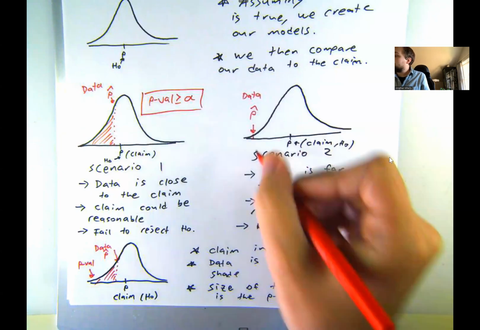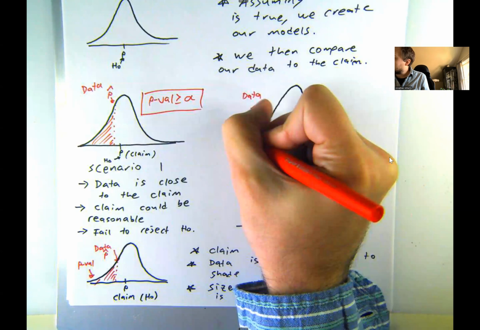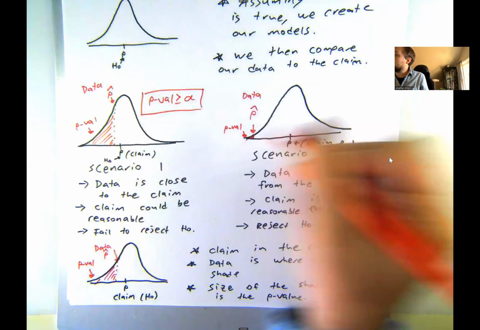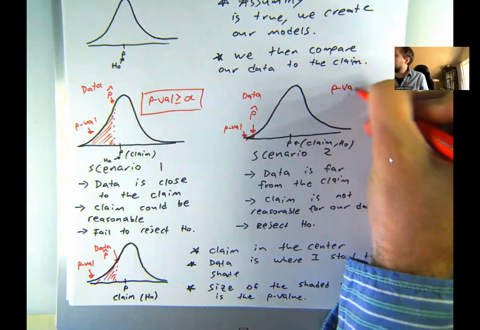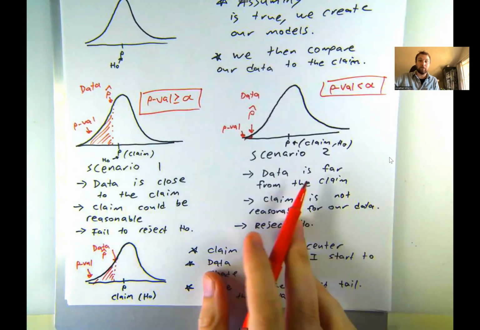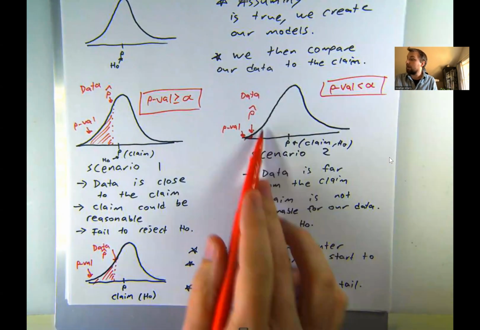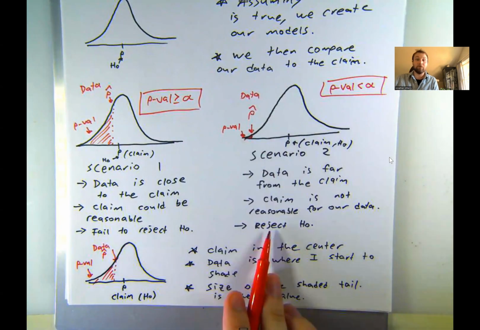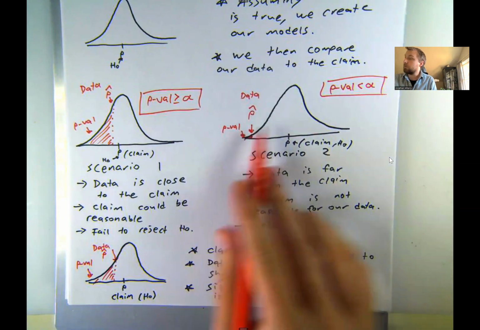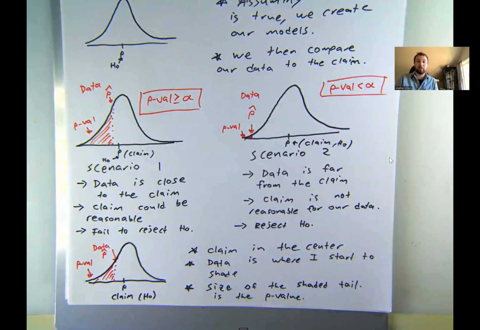In scenario 2, I have a really small p-value. This itty bitty tail. So large tail here, small tail here. And if you have a small tail, that's going to happen when your data is far from the claim. This is telling you the claim is probably not reasonable for our given data. And it's telling us that we should probably reject that null hypothesis. So when we have a small p-value, when the p-value is low, the null must go. We reject the null hypothesis.